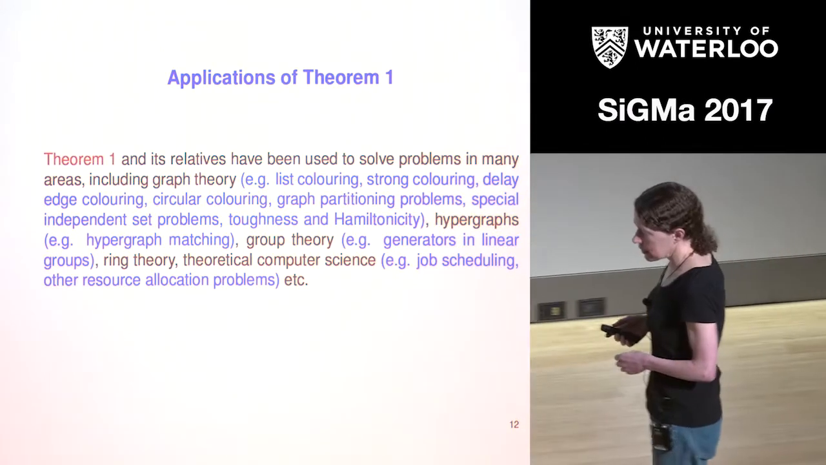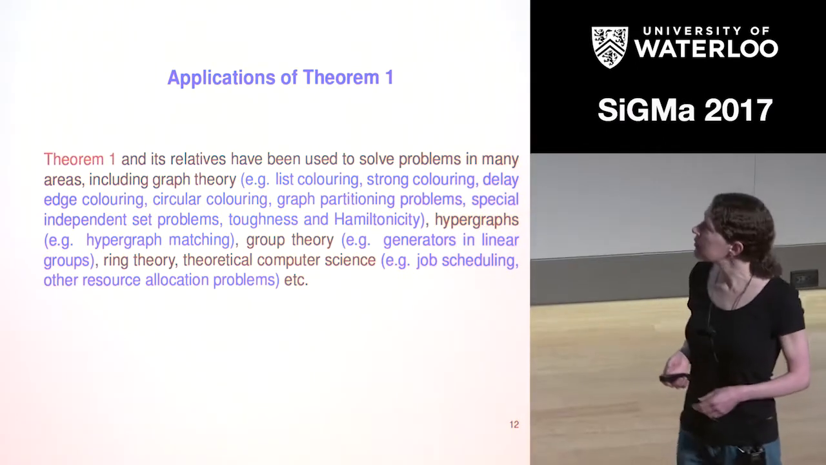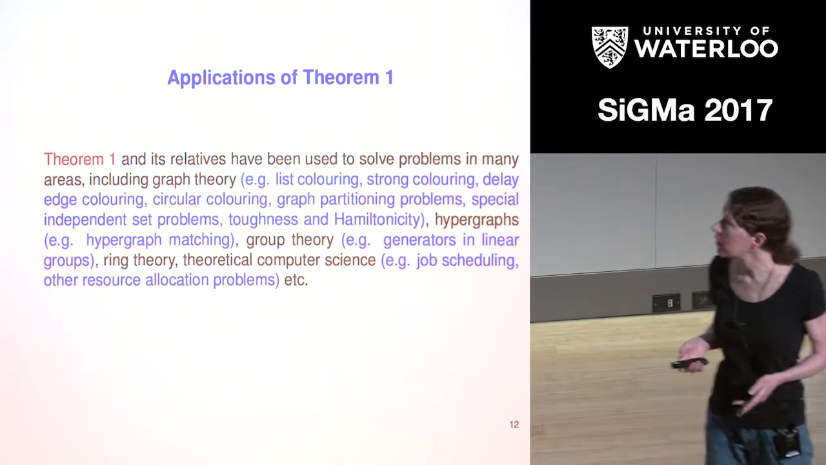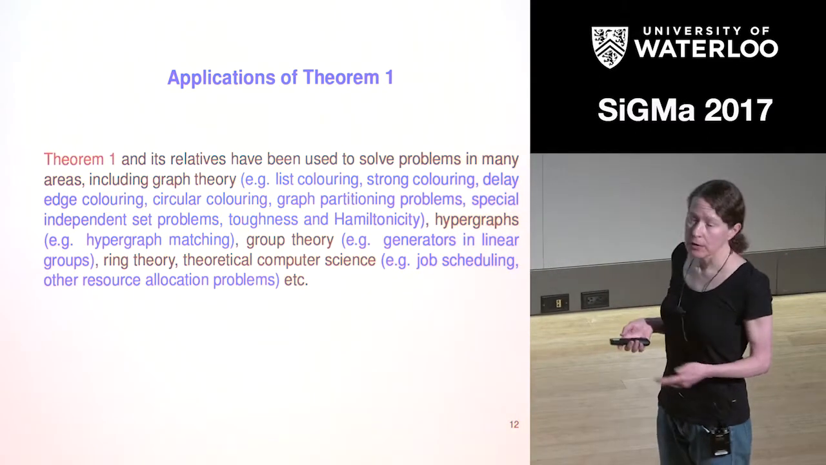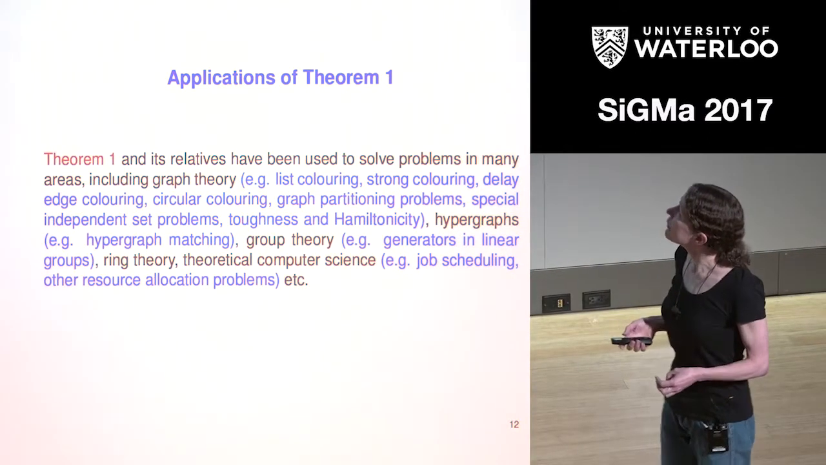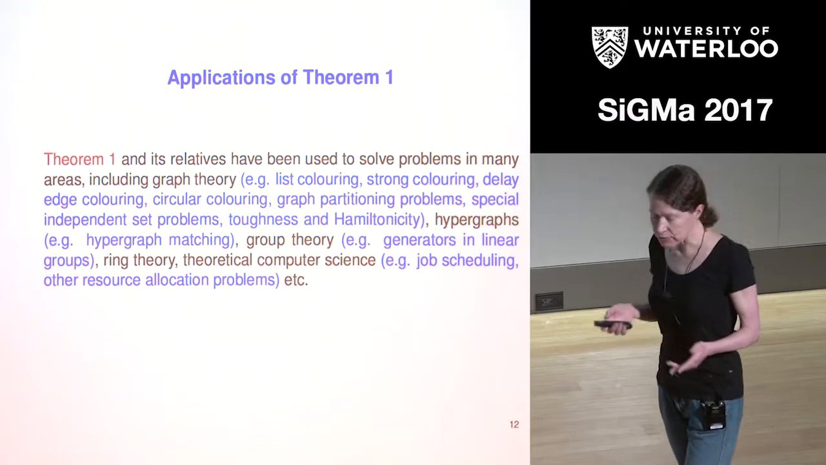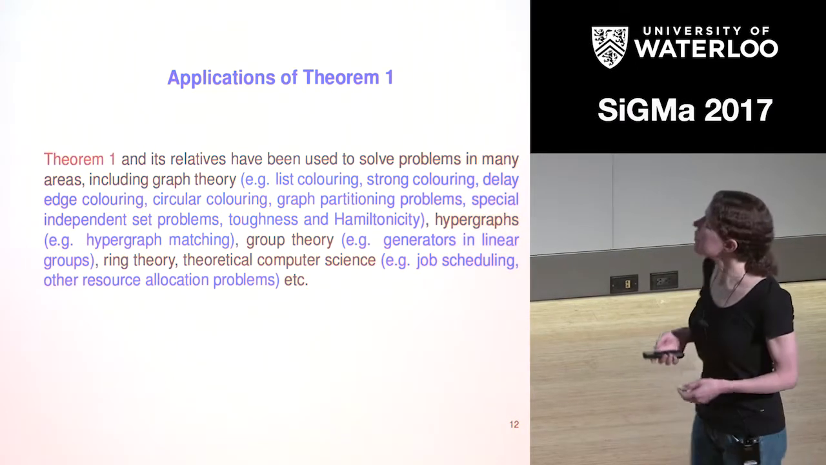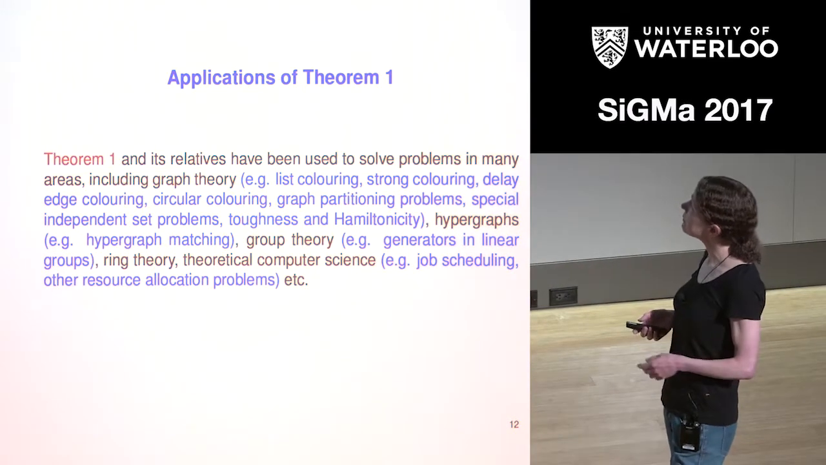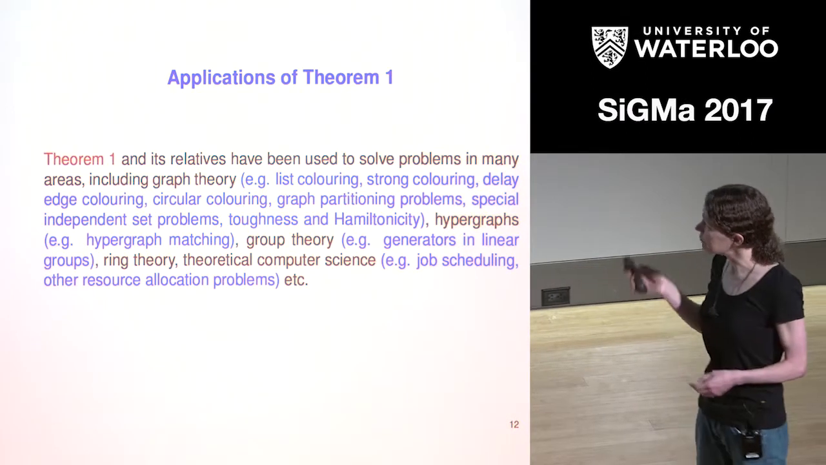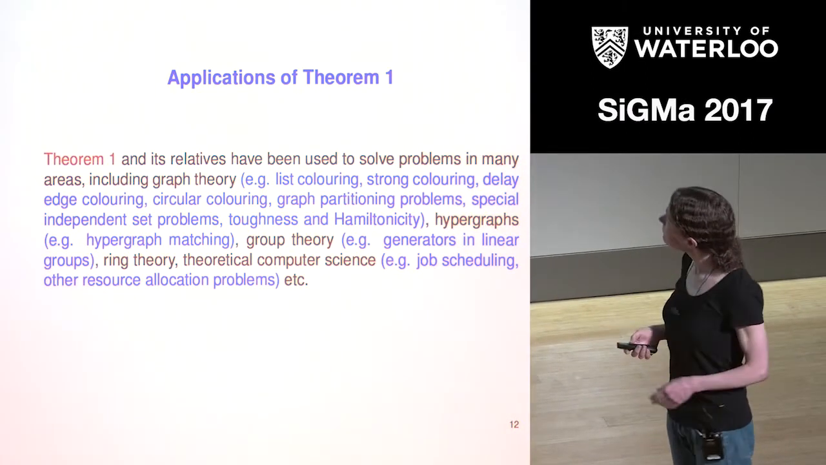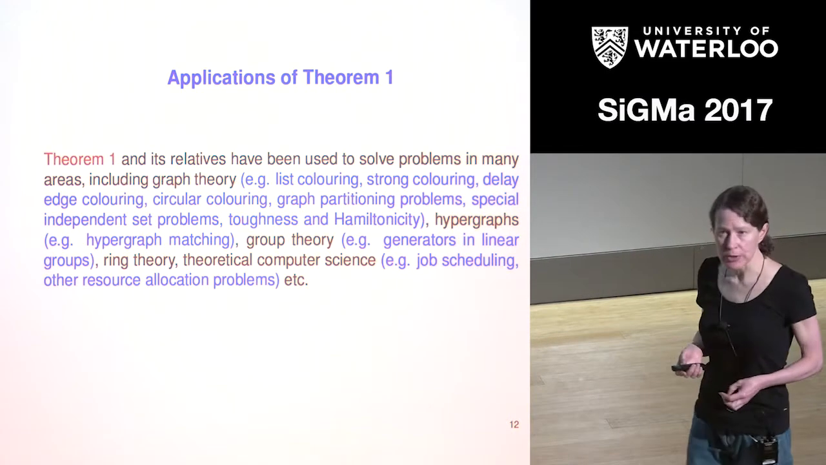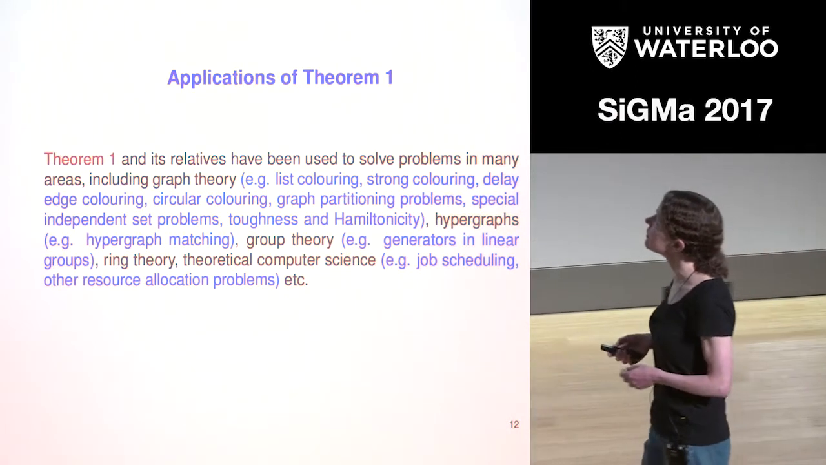So as I said, it's quite an old theorem and describes quite a general situation, and so by now there have been many applications of this theorem in all kinds of areas, many applications in graph theory, lots of different coloring problems. There are very natural ways to express, for example, the list coloring problem as an independent transversal problem, as well as many other types of coloring problems, graph partitioning problems, and special independent sets. But also in other areas like group theory, ring theory, and theoretical computer science, there have been a lot of applications of this theorem.